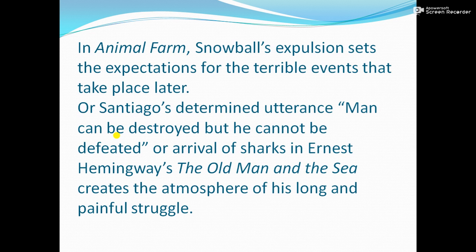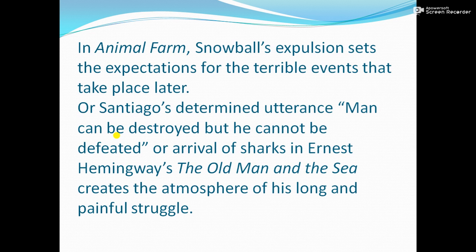He has caught a very big fish, a very big marlin. Marlin is a very big fish. It is even bigger than Santiago's boat. But Santiago is talking to that fish and he says that man can be destroyed but he cannot be defeated. Right? So he is very determined that even if he is destroyed he won't accept any defeat, and because of these utterances, this emotional tone of determination, we expect that Santiago is going to fight all the odds, all the difficulties, and exactly that is what he does.